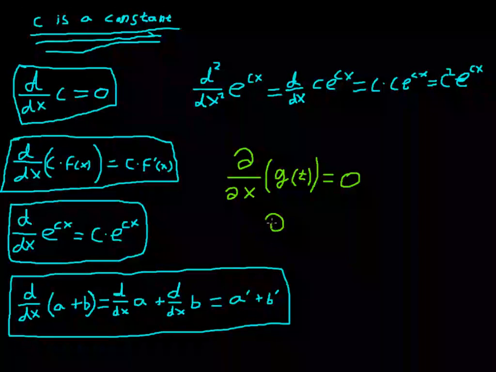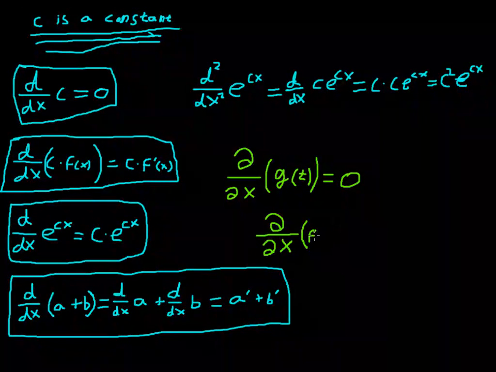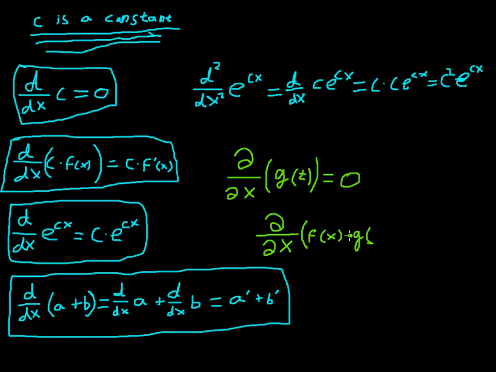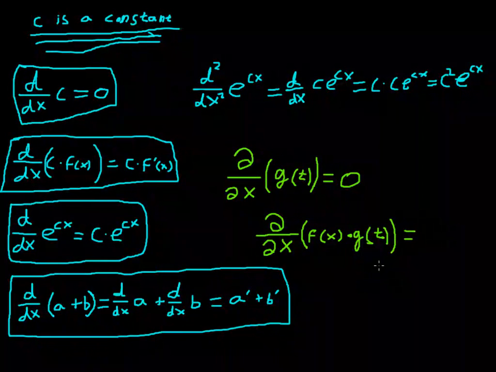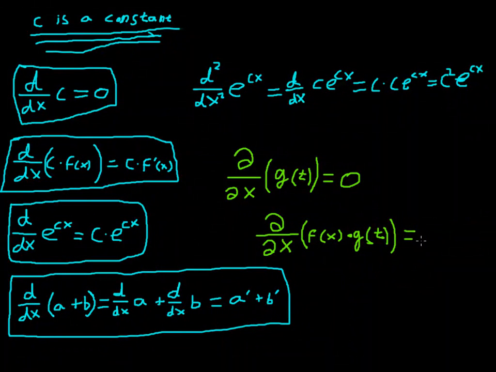So we can see the partial derivative with respect to x of f of x times g of t, that's going to be equal to, this g of t can be treated as a constant, you can take that out of there, and that is g of t times f prime of x.